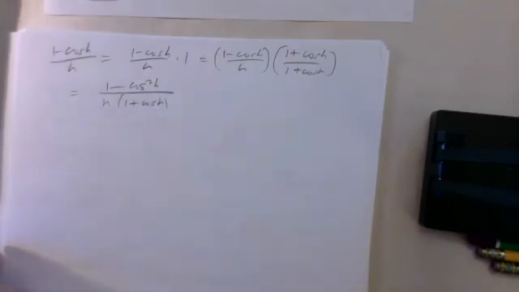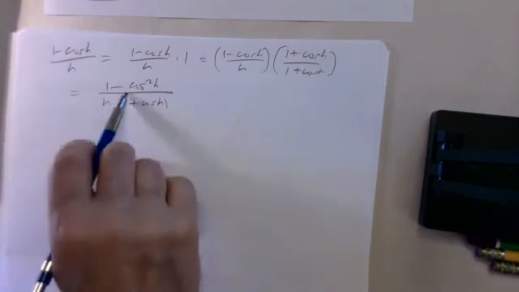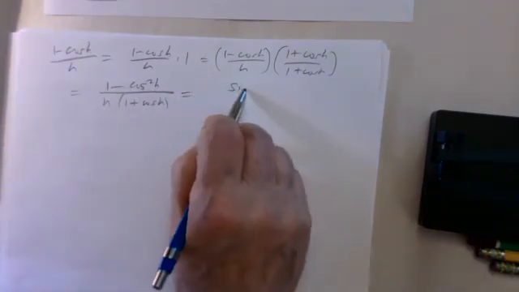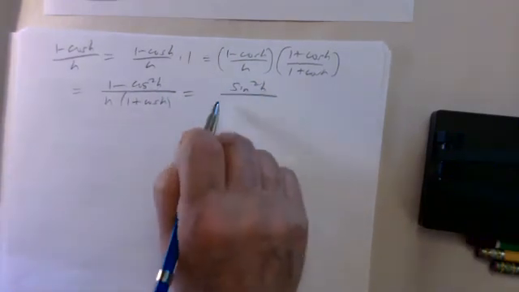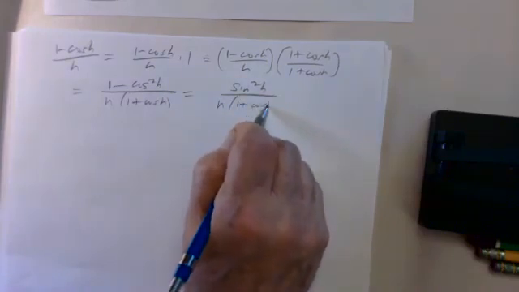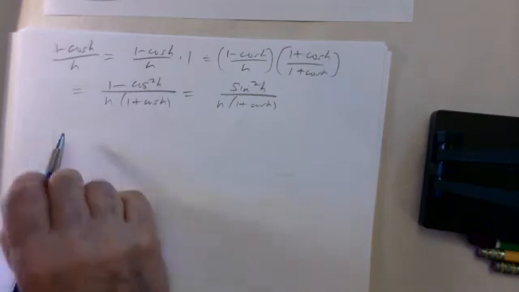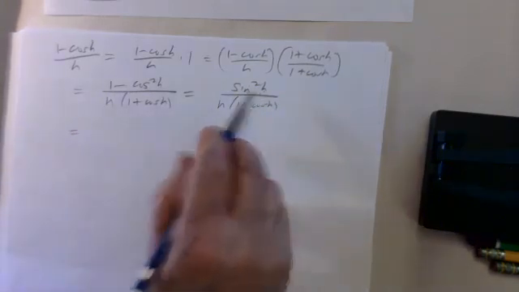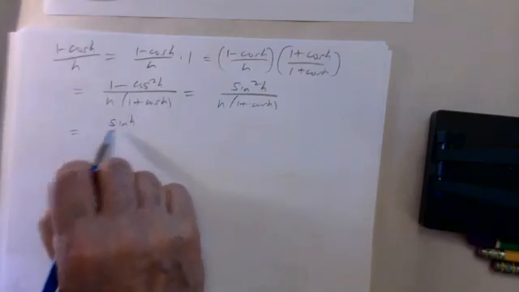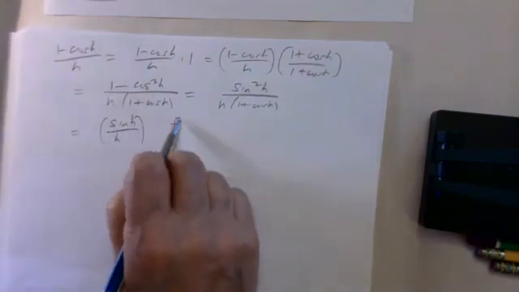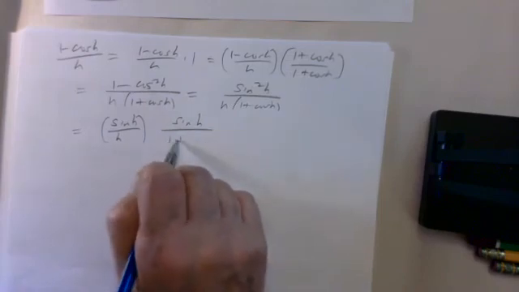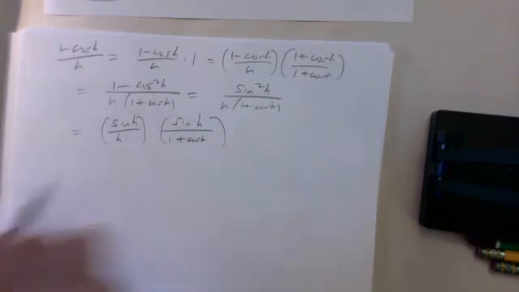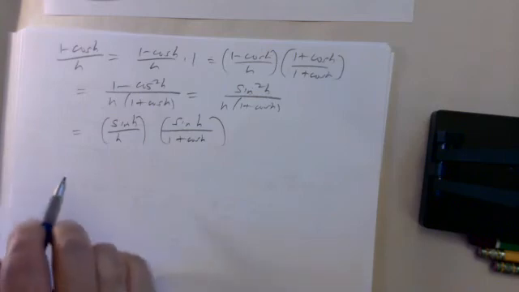And 1 minus cosine squared is sine squared. And sine squared is sine times sine. So I can write this as sine h over h times sine h over 1 plus cosine h. Now, what happens as h goes to 0?